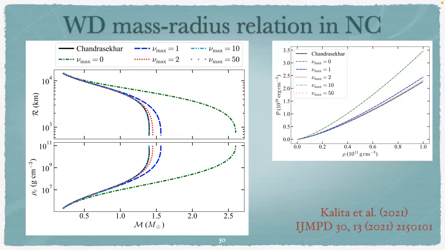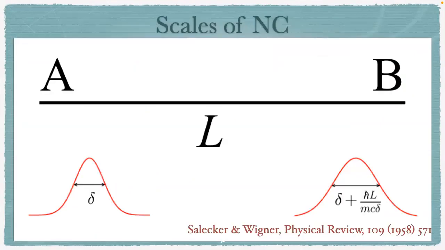So why is this non-commutative geometry important, and what length scale is important? This is an idea from a thought experiment given by Wigner much earlier. Suppose you have a light ray traveling from A to B, a distance of L. If it has a pulse width of delta, when it reaches B it will eventually have a pulse width of this much, basically an uncertainty length.